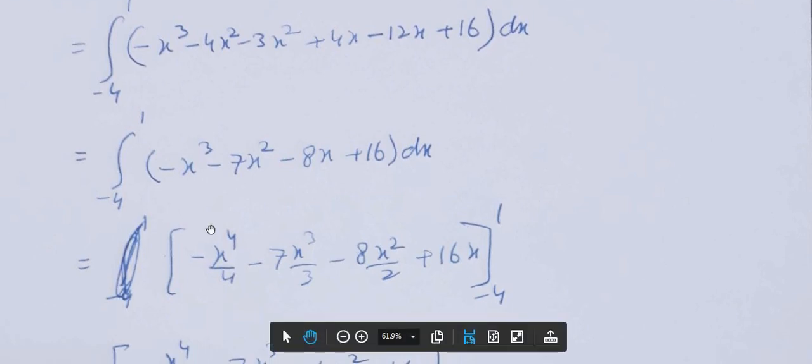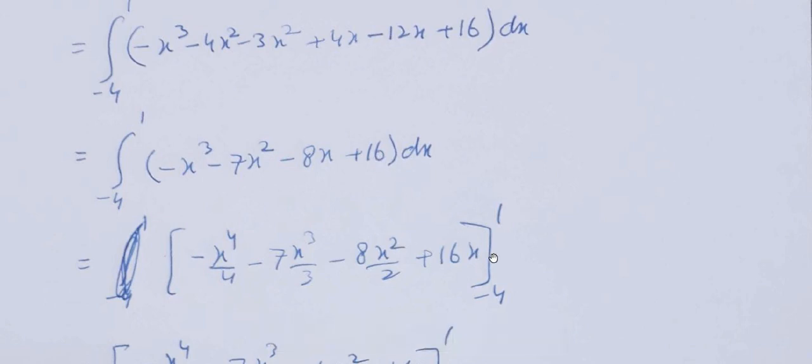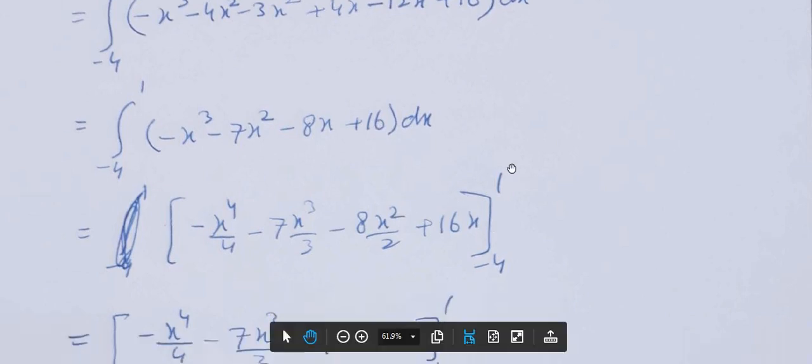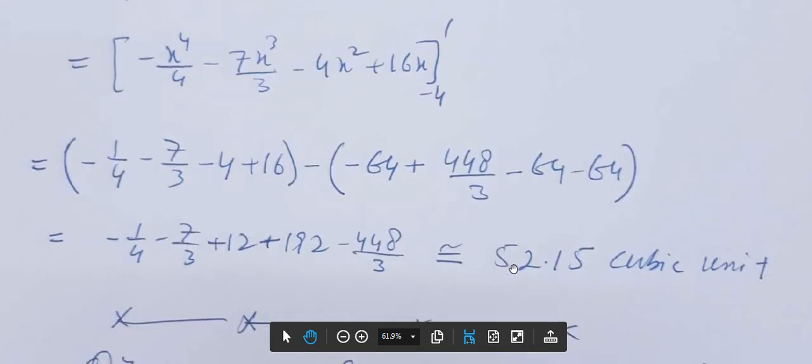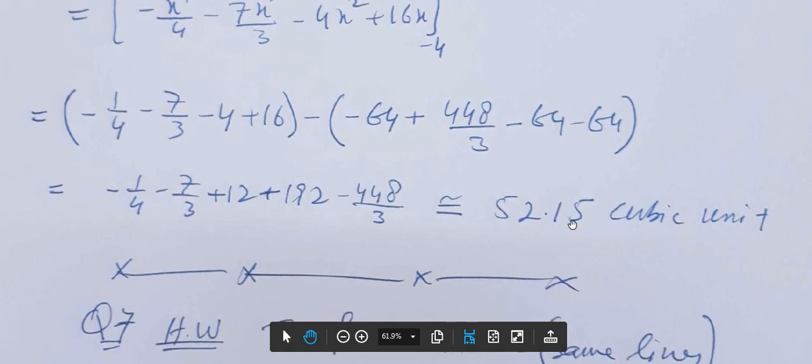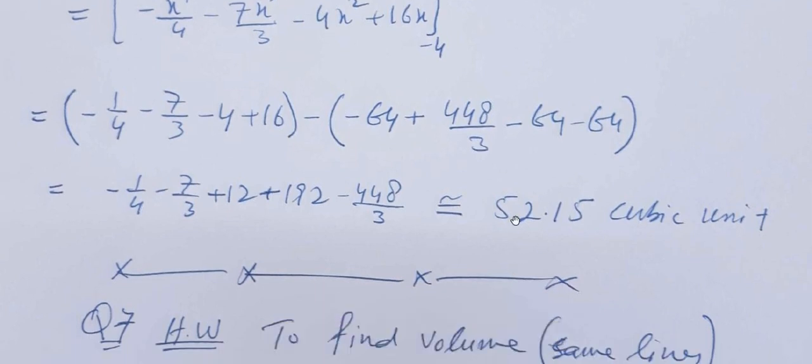The integration of x to the power 3 is x to the power 4 over 4, the integration of x squared is x to the power 3 over 3, the integration of x is x squared by 2, and the integration of 16 is 16x. And then the rest is very simple. You can substitute the upper value as 1 and the lower value as minus 1. This I will not explain, so you can simplify this, and you will end up with 52.15 cubic units. Because we are finding the volume, you can write this as cubic units.